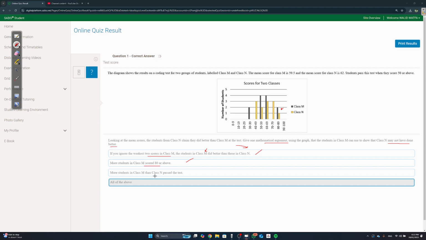More students in M than N passed the test. Let's take a look. How many people passed? Passes is 50 or above. So you have 4 here, so that's 8. Plus 2 here, that's 10. Let's take a look at N. You have 2, 3, so that's 5. Plus here, 3, 8. Plus 1, 9. So if you compare the two, M has higher. So since we have all 3 correct, we choose all of the above.